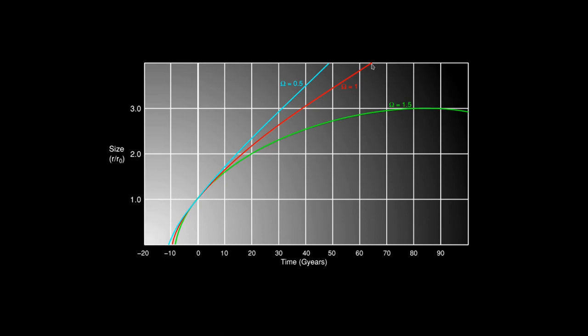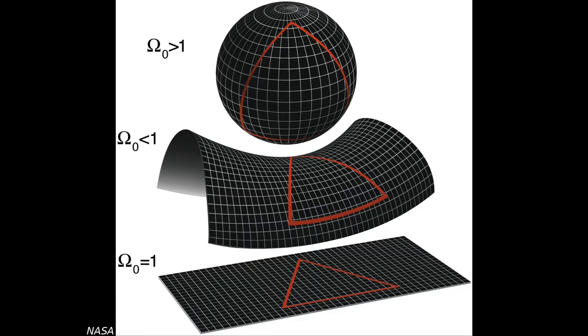Now, omega, as I said, depends on the matter density of the universe. And remember, from general relativity, the matter density of the universe also shapes space-time. So omega also fixes the shape of space-time. So for omega greater than 1, space is curved but closed, like the surface of a sphere. For omega less than 1, space is curved again, but open, goes on forever. And for omega equals 1, space is flat.